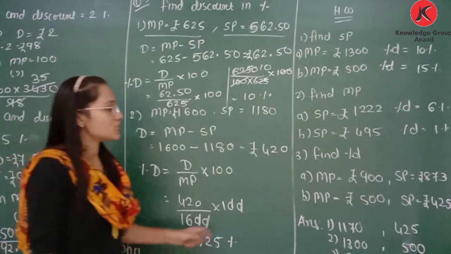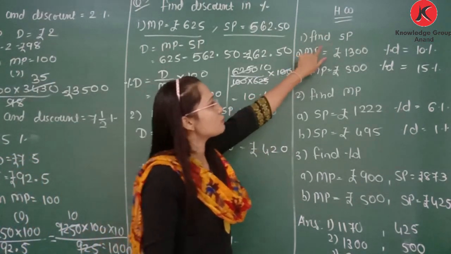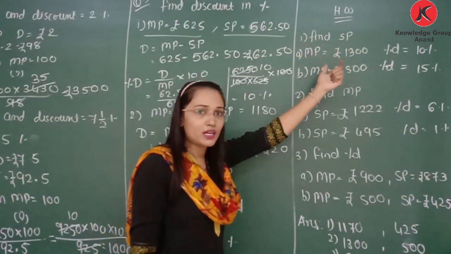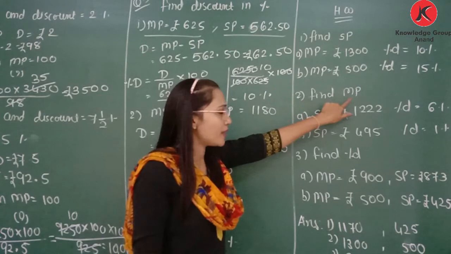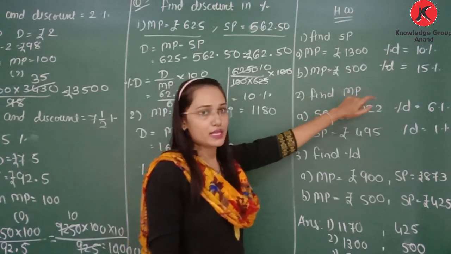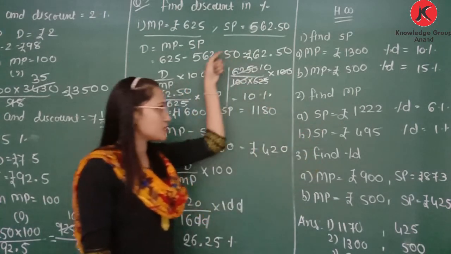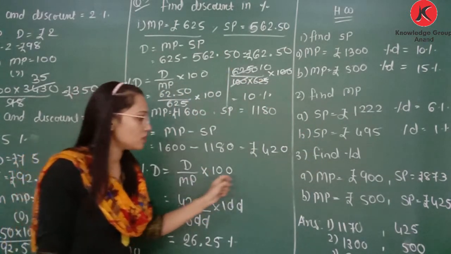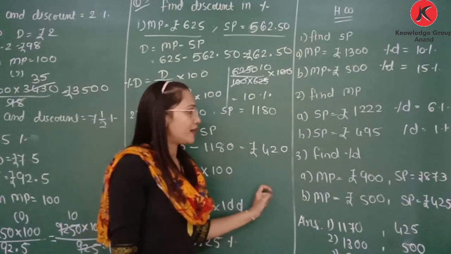Okay. Now here some examples are given that you need to solve in homework. For first, find the selling price. So you can directly use the equation because mark price is given. Here find the mark price. So use mark price as 100 to get from the selling price. Find the discount percentage by using this method. So answers are also given, so you can check your answer after finding the answer.